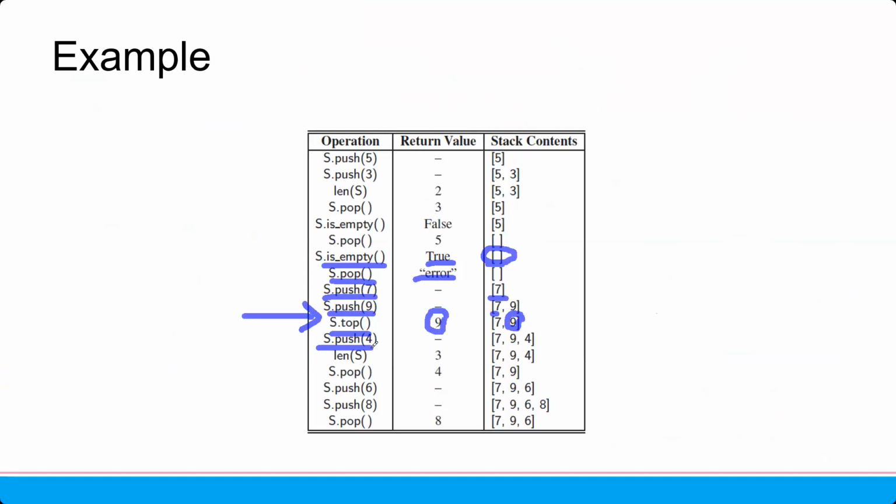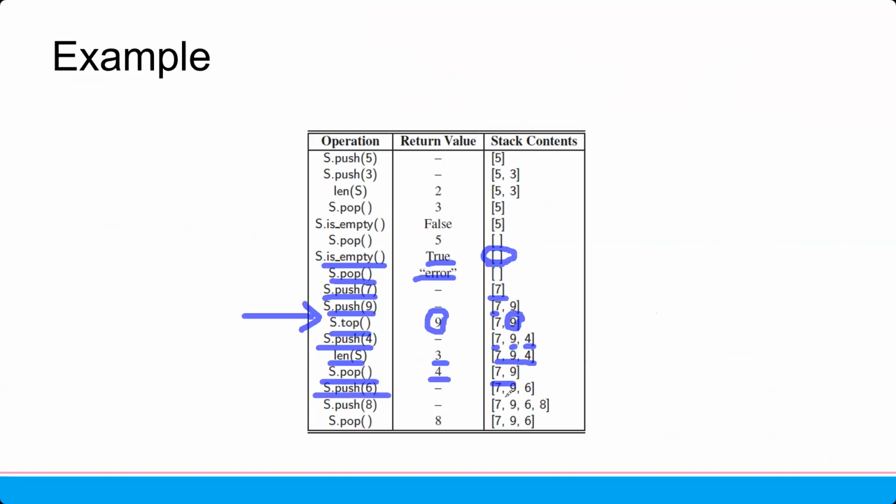I'm going to push 4, so I insert 4. Then now we have 7, 9, and 4. Length: we know that there are 3 elements, so it will return 3. Then pop, so I'm going to remove one data. The removal will be taken from the last index. The last index is 4, so 4 will be removed, and the remaining stack is 7 and 9.